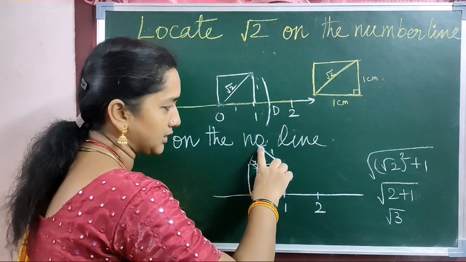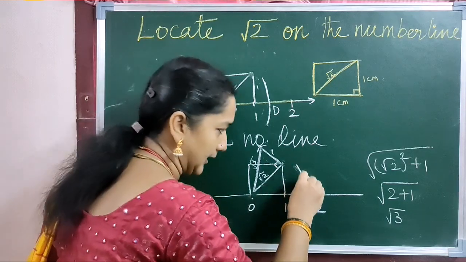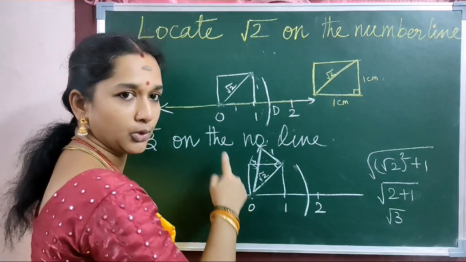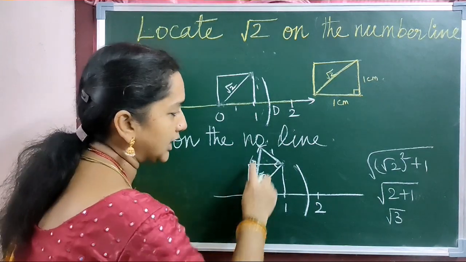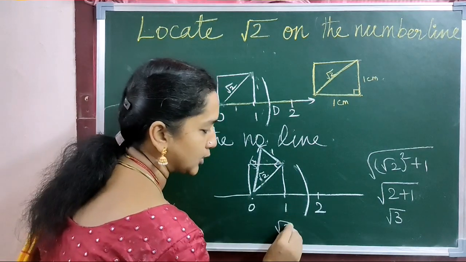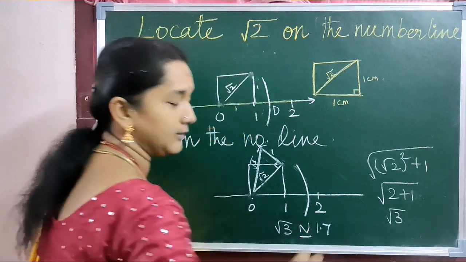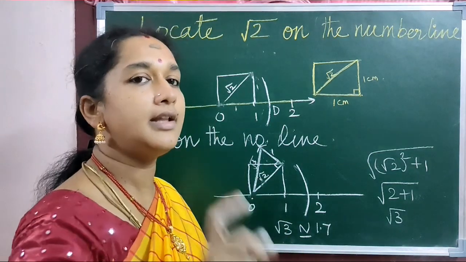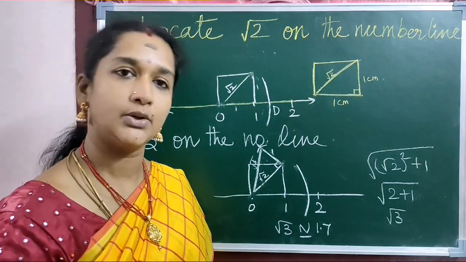You take the measurement in the compass and cut it here on the number line. Okay, same way you find the root value. What is root 3? 1.7 something you will get. Definitely you will get that on this number line. So root 3 is approximately equal to 1.7. This is how you will represent rational and irrational numbers on the number line. Both can be represented. Okay, understood?